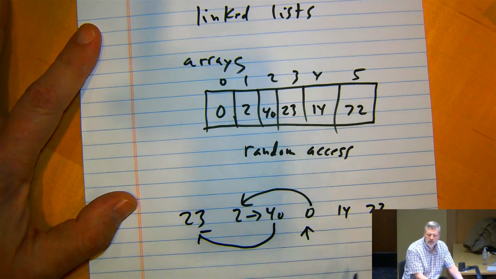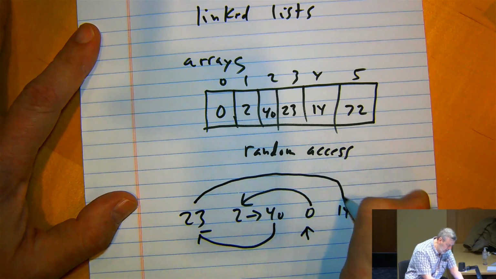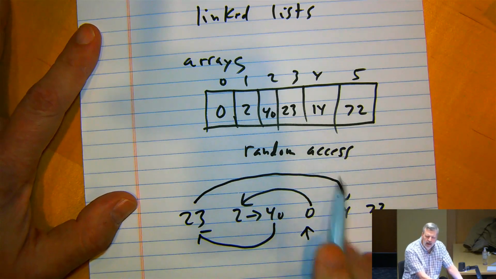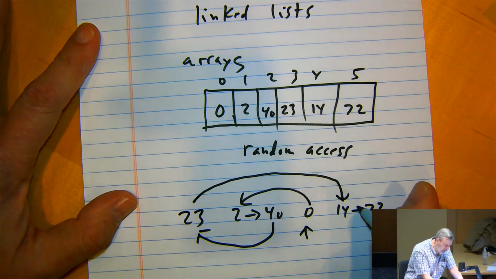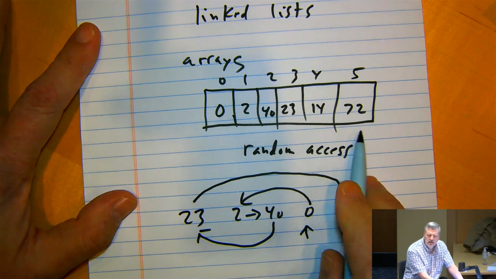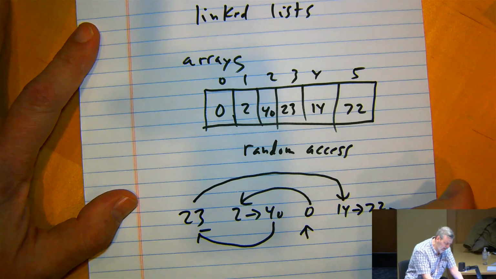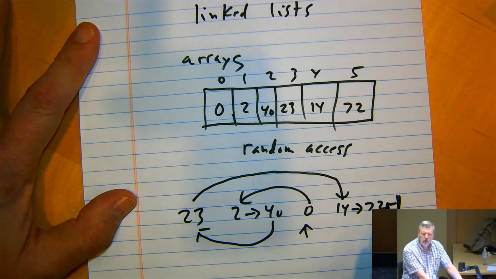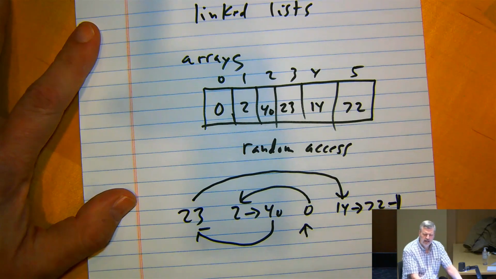After the 23, we have 14, which is way over here. So we'd have some kind of a link that looks like that. After the 14 comes the 72, so we'd have some kind of a link like this. And the 72 is the end. There's nothing more. So you can imagine that we have some kind of special value here that could be called a terminator or something that indicates no more. That's where this thing ends.